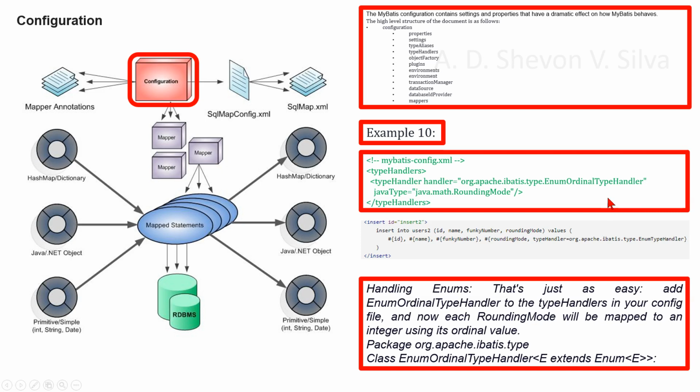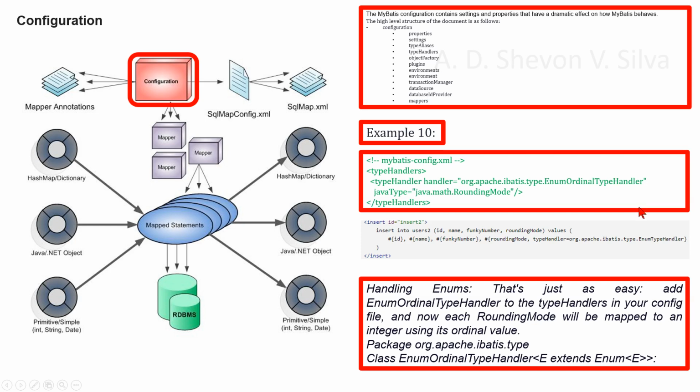EnumOrdinalTypeHandler<E extends Enum<E>> is in the package org.apache.ibatis.type. If you want to map an enum, you will need to use either the enum type handler or the enum ordinal type handler. For example, let's say that we need to store the rounding mode that should be used with some number if it needs to be rounded.